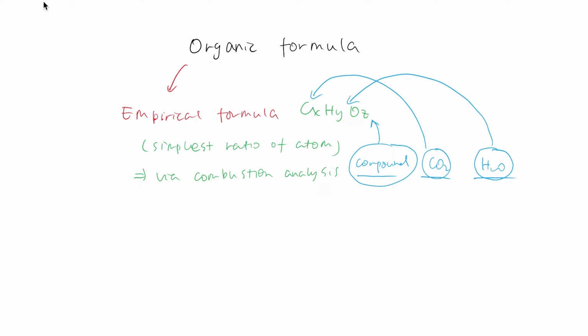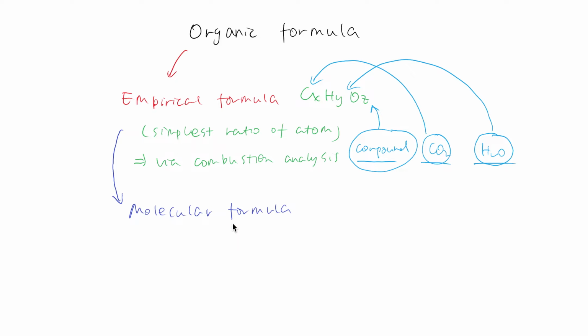And then from the empirical formula, if we know a little bit more information, we can get to the molecular formula. One empirical formula has infinitely many molecular formulas. It will just be an integer multiple of CxHyOz. The only way we go from empirical formula to molecular formula is via mass spectrometry.